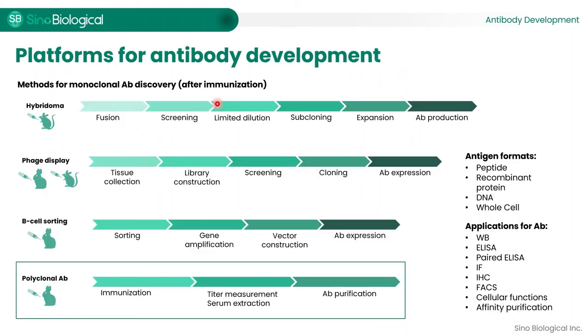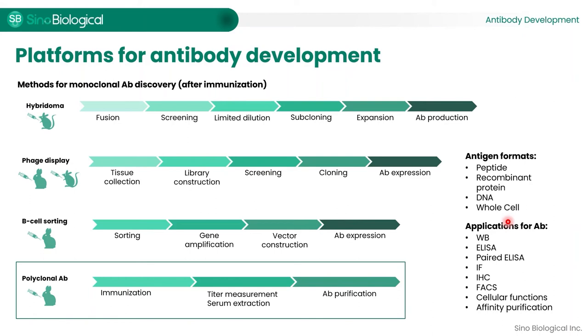With our comprehensive antibody development platforms, we can do hybridoma, phage display, as well as B-cell sortings. We can start from immunogen preparation all the way to antibody production. The immunogens can be a protein or peptide, or we can also do DNA or whole cell immunization as well. We also have different analysis tools to pick up the candidates with the best performance.